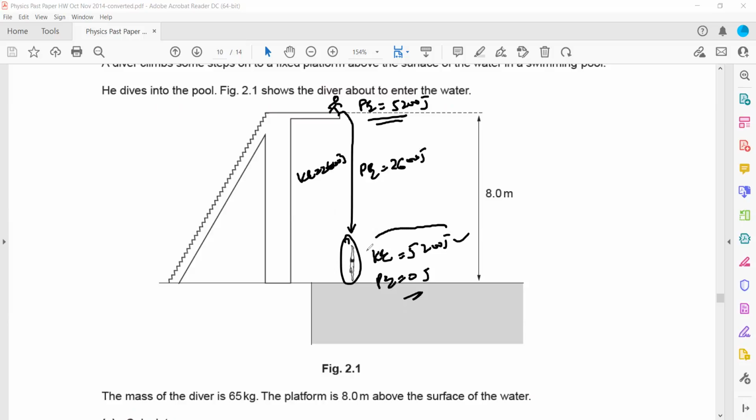So we have the kinetic energy, we need the speed. So how to get the speed? Kinetic energy is half mv square. The kinetic energy is 5200.